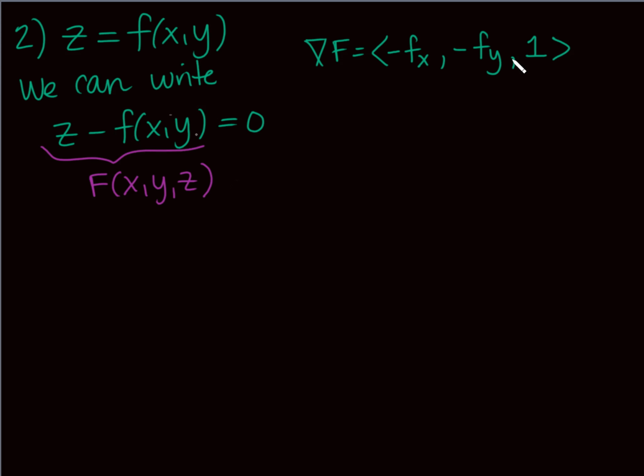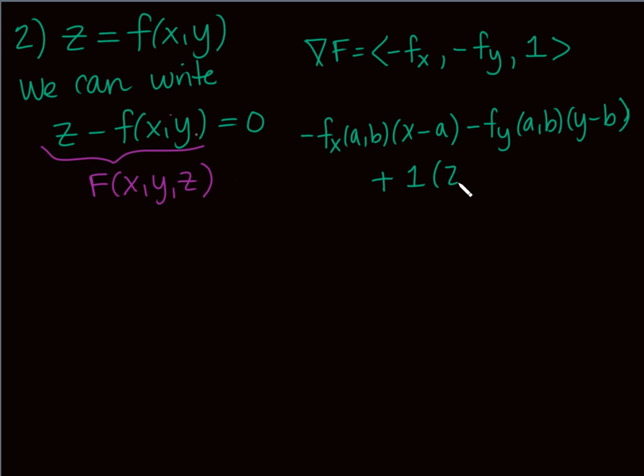So what would the equation of my tangent plane be then? It'd be f sub x evaluated at a, b, depending on where we're at, times x minus a, minus f sub y evaluated at a, b, times y minus b. And then plus 1 times z minus c, but how would I find c? Remember, I'm defined explicitly, so z would just be f evaluated at a, b.